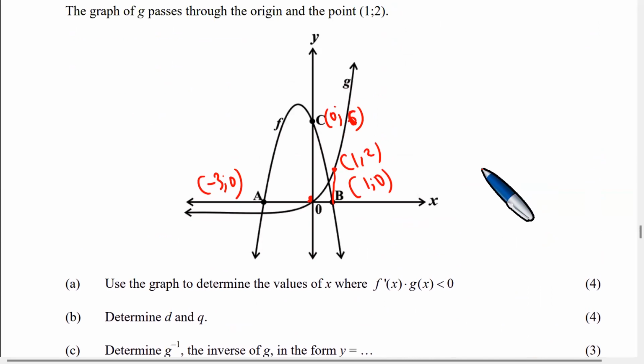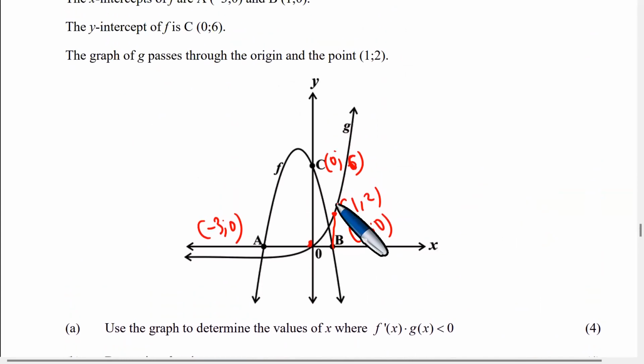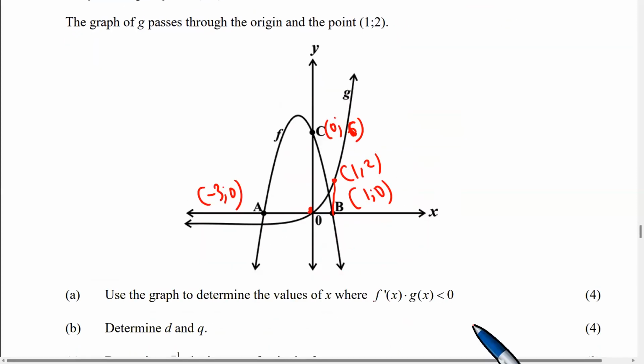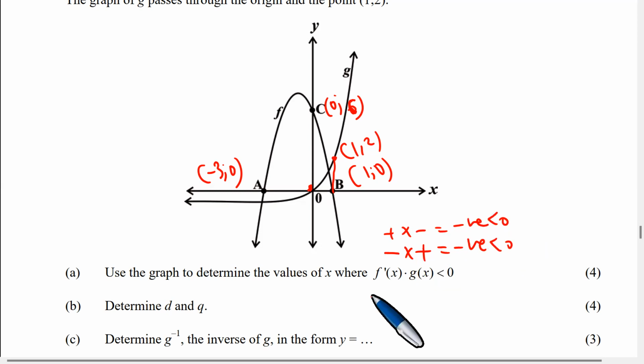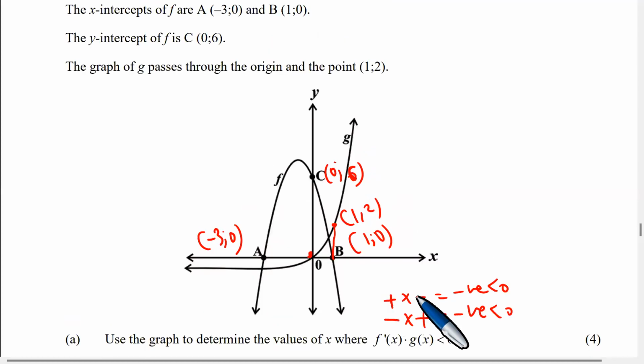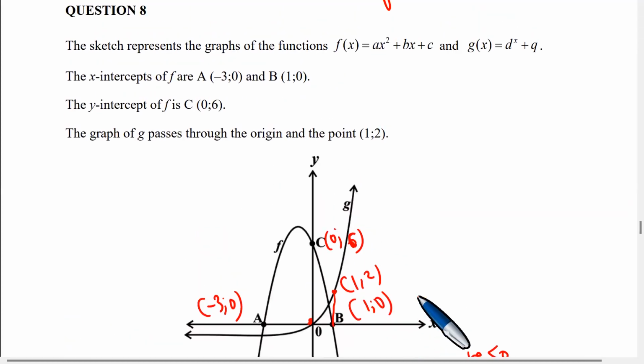Now we have f prime of x times g of x is negative. Here these are basically numbers if you're evaluating a function at an x value. So when you multiply two numbers and get a negative, either you have a negative times a positive equals a negative, or a positive times a negative equals a negative.